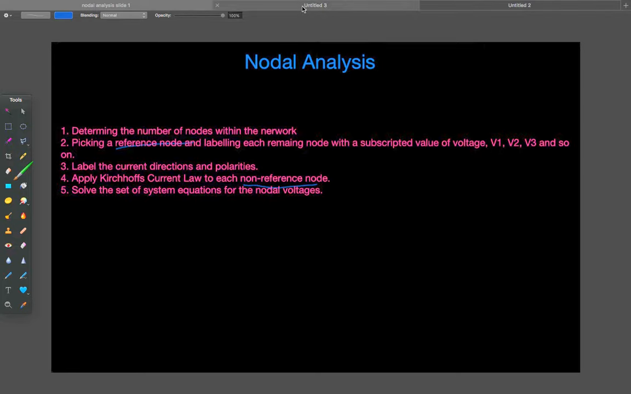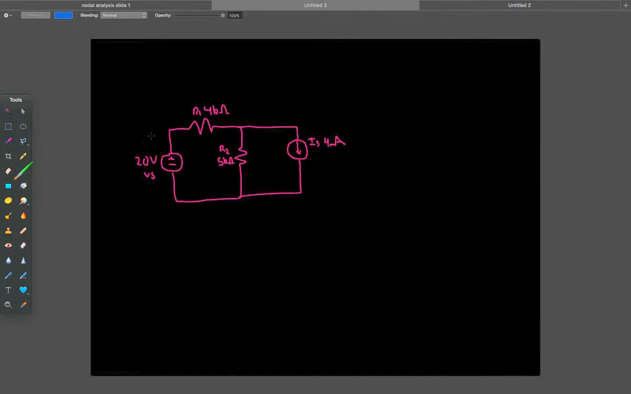Let's have a look at the circuit here. So here we have a circuit with 20 volts. R1 is 4 kilo ohms, R2 is 5 kilo ohms, and IS is 4 milliamps. So our first step was labeling all of the nodes. So we've got a node here, which is 1. Sorry, that's just meant to be 1.